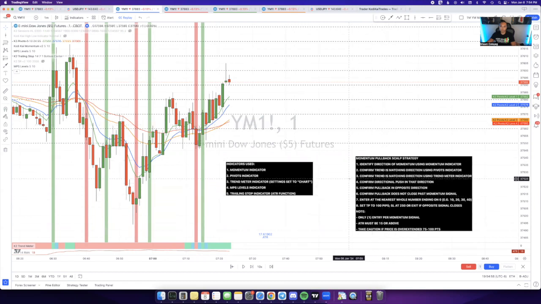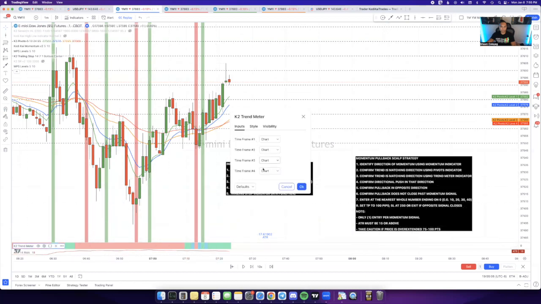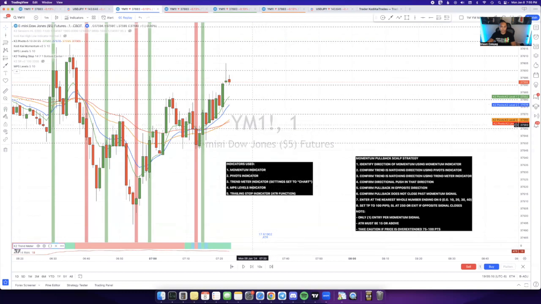Going to step 3. You want to confirm the trend is matching the direction using the trend meter. As I mentioned earlier, for the trend meter down below, you're going to change the settings to chart, so it'll show you the trend for the 1 minute time frame. And as you can see down below, it's currently green. So this is going to confirm that the trend is bullish with regard to the trend meter as well. So step 1 through 3 has been met. Next, you'll go to step 4.